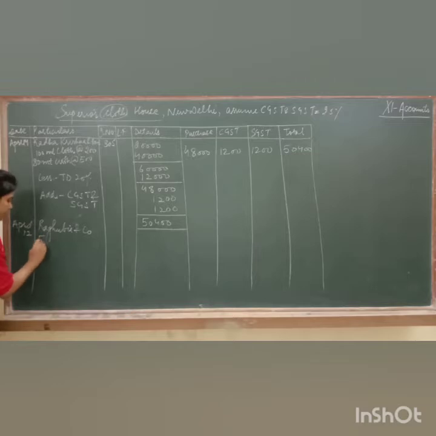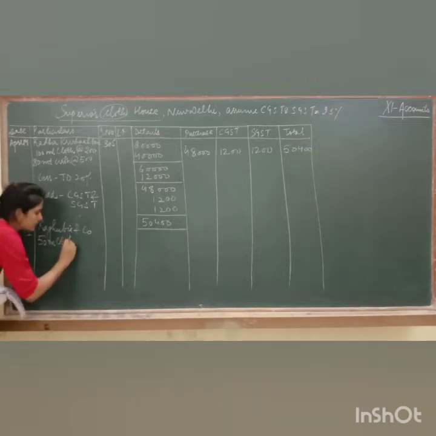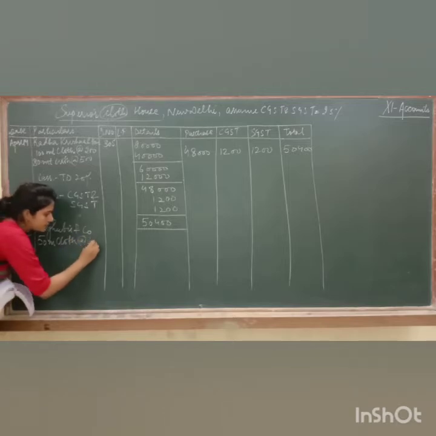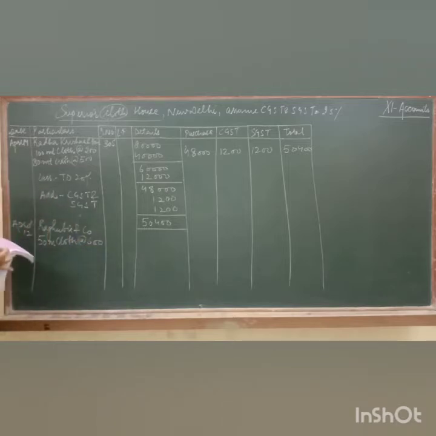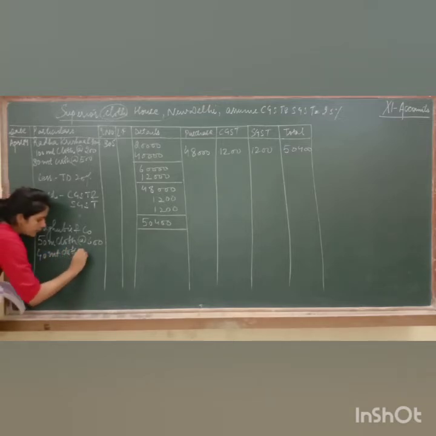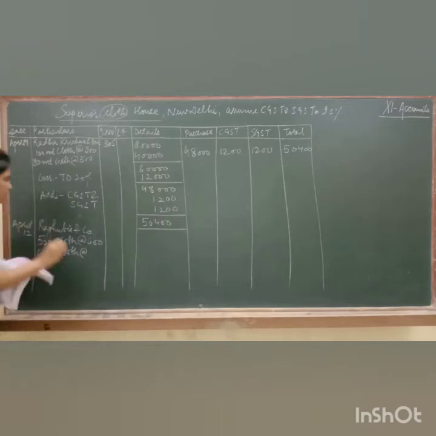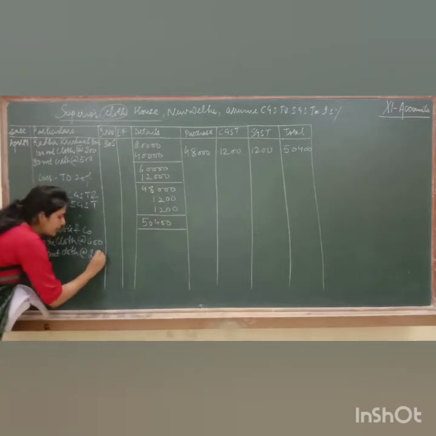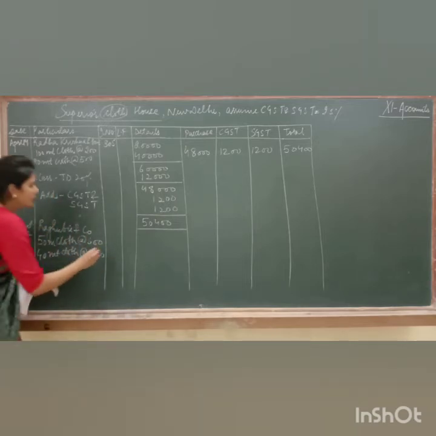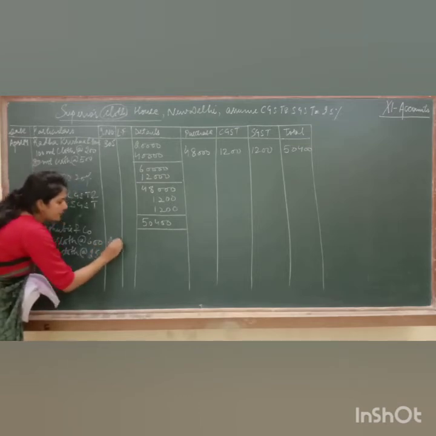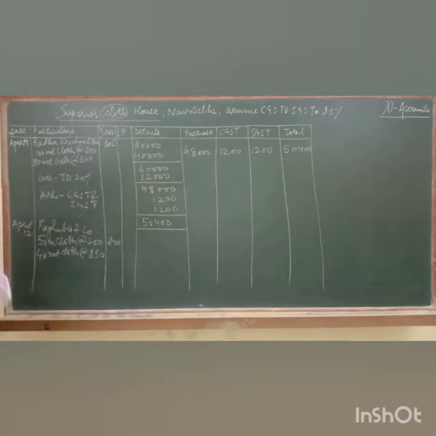We have purchased 50 meter cloth at the rate 600. Then what else we have purchased? 40 meter cloth at the rate 250 per meter. Invoice number is given to us, 240. Don't write legend folio, it's not required.